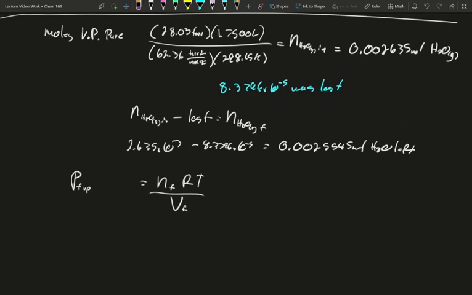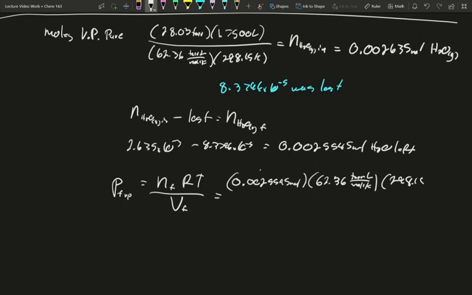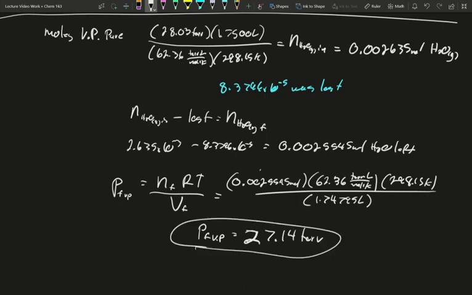What was the vapor pressure of the water gas after we'd reduced the number of moles of water gas? 0.00255545 mole, 62.36 torr liter per mole Kelvin, 298.15 Kelvin, divided by 1.74795 liters. That pressure final for my vapor pressure is 27.14 torr. So we reduced our vapor pressure a little.